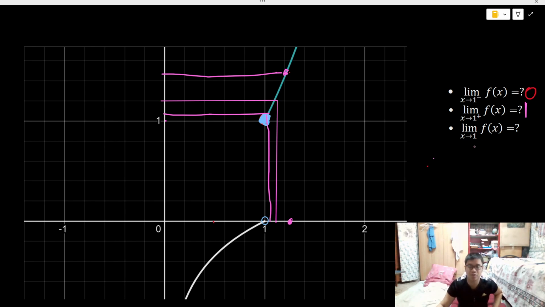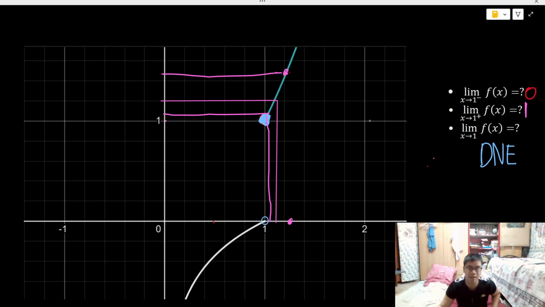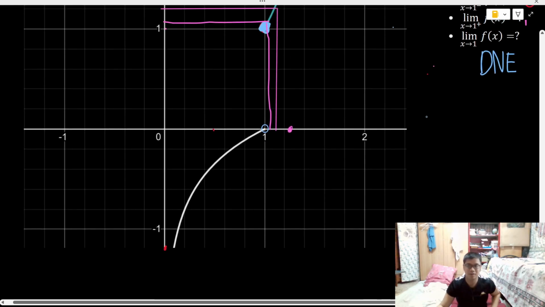So what would be the answer here? Since the two sides approach different numbers, the answer here would be D and E, right? Because the two sides do not approach one and the same value. And that will be all, guys.